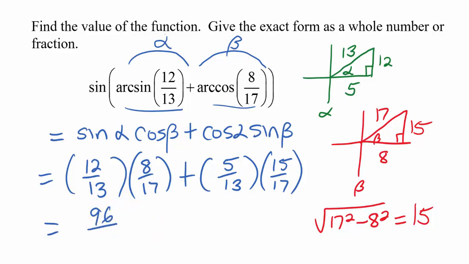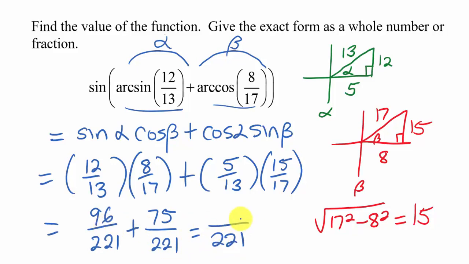So now I can multiply tops and I can multiply bottoms, and it looks like I will get 96 over 221 plus, let's see, so this one is going to be 75 over 221. So combining those, we got a common denominator of 221, that's going to be 171 over 221. So there is my answer in exact form.